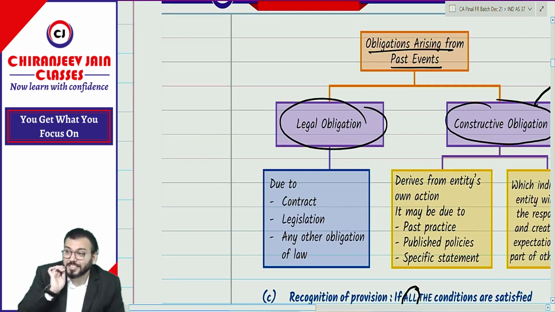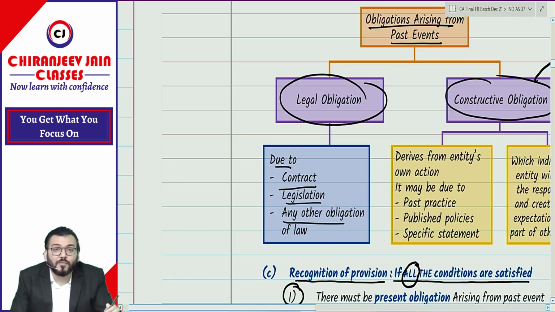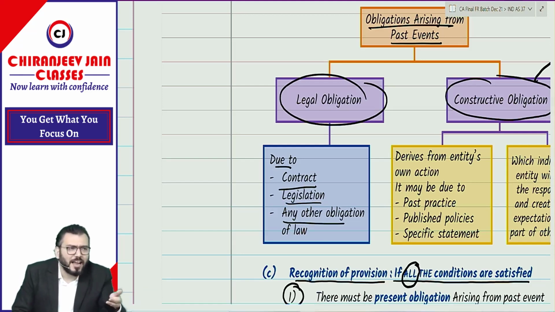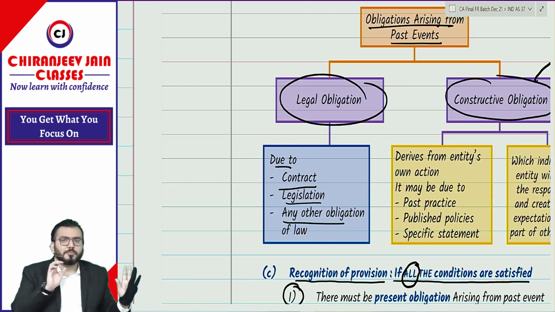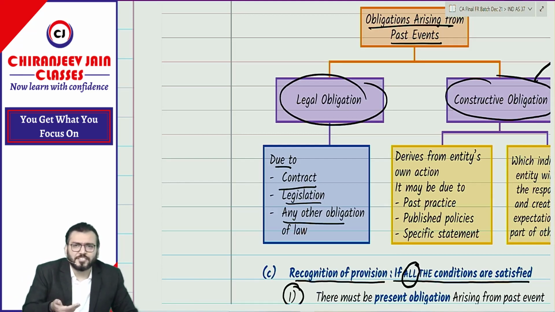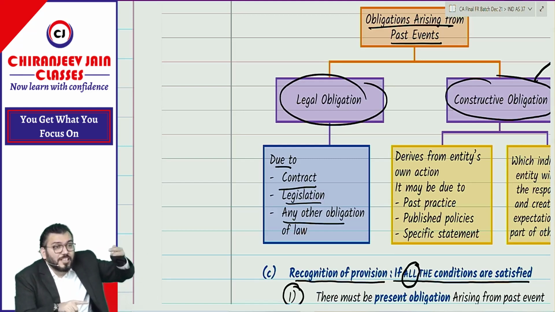So let us understand first what is legal obligation. Legal obligation means any obligation which arises due to any contract or any legislation, means any act or any other law, correct? When I am saying income tax, income tax is also payable due to the Income Tax Act. So due to the Income Tax Act, we have an obligation to pay income tax. So an obligation arises that becomes a legal obligation. So that will be also covered.